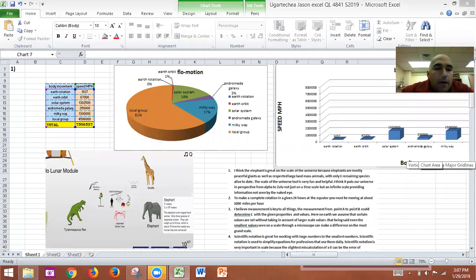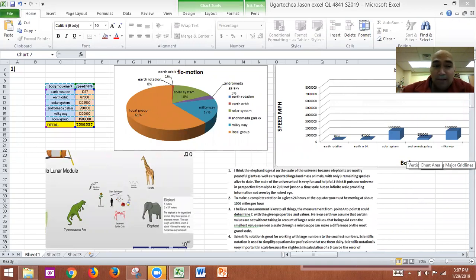I have a chart here I call flow motion. I kind of named it that because it's got quite a bit of motion in it for body movement and speed in miles per hour. It's pretty crazy that we're spinning at 1,037 on just the Earth's rotation, okay? And then 6,700 for the orbit.